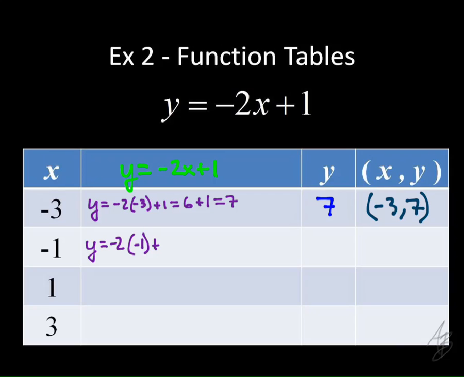All right. For the second one, again, you just have to make sure that you plug the -1 in the right place. And when we multiply a negative times a negative, we get a positive. So you should get a +3 for y, and the ordered pair is going to be -1, 3.